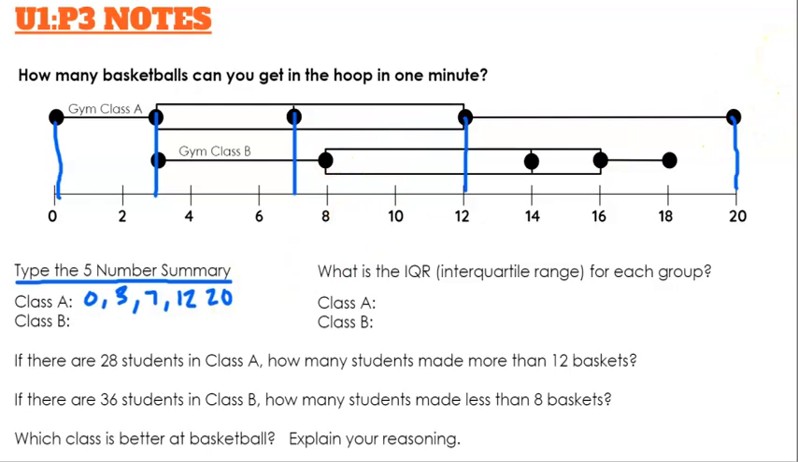Now for Gym Class B, our minimum is 3. Our lower quartile is 8. Our median, the halfway point, is 14. Upper quartile is 16, and the maximum is 18.